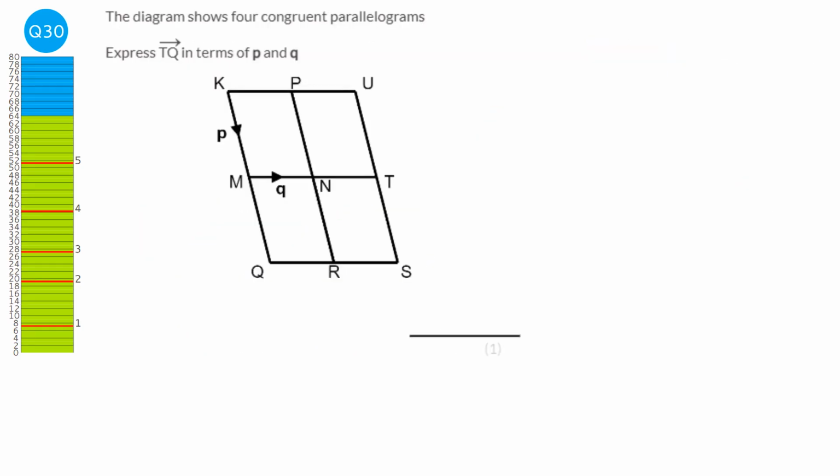So we're asked to express TQ in terms of P and Q. Well, we've got another Q here, because all of these are congruent parallelograms. And we have a P there. So if we're starting at T and getting to Q, we can go along this path here and down this path here. So we're going backwards down Q, in fact backwards down 2 lots of Q, and then the correct way down P. So it's either minus 2Q plus P or P minus 2Q.